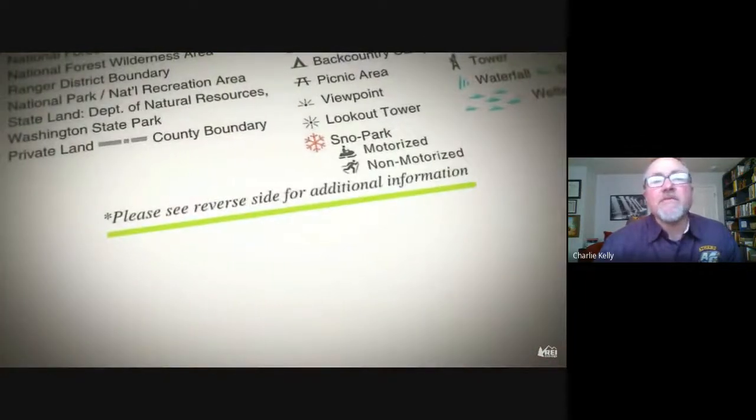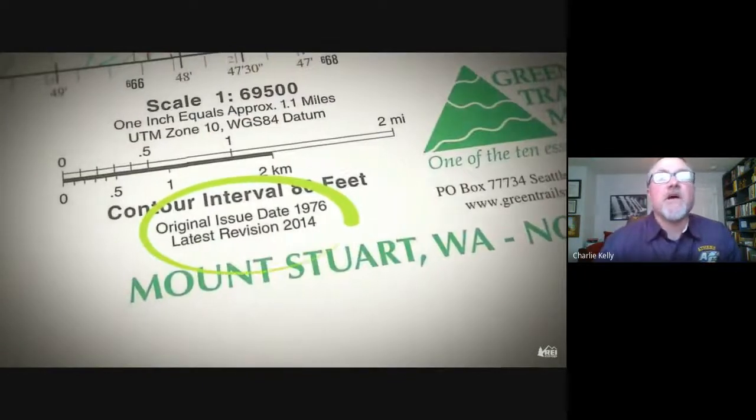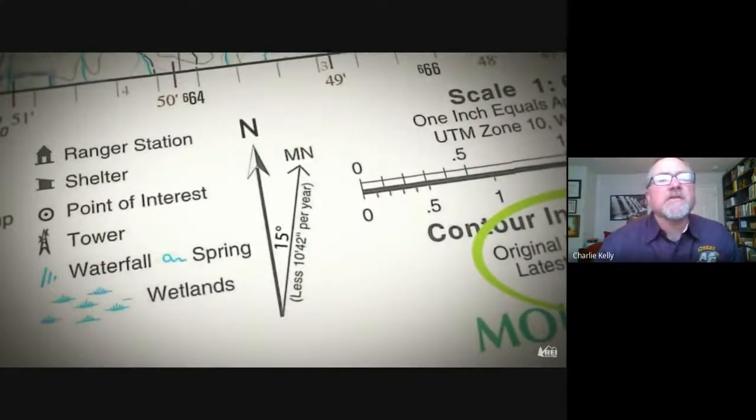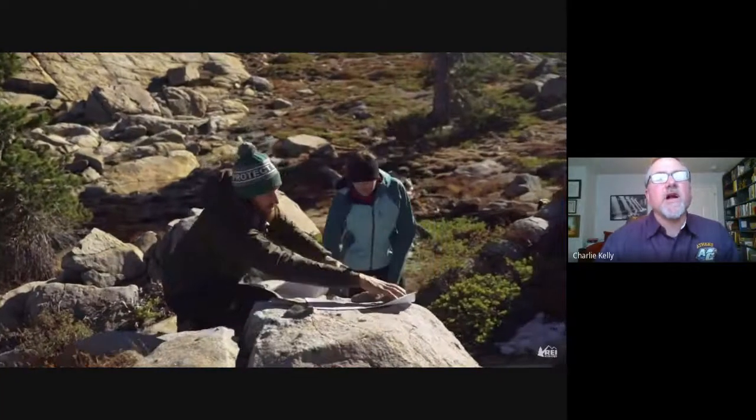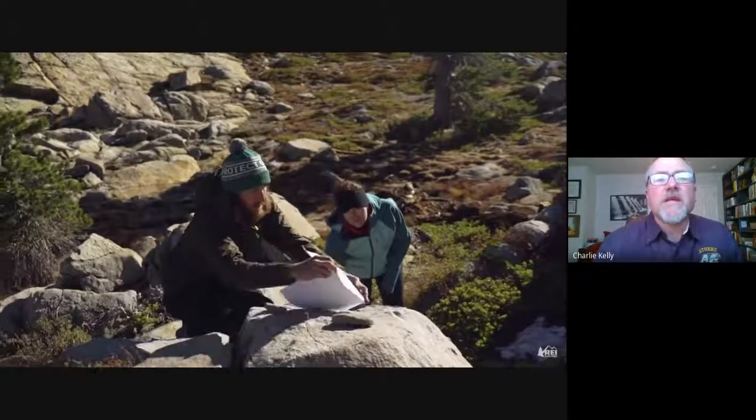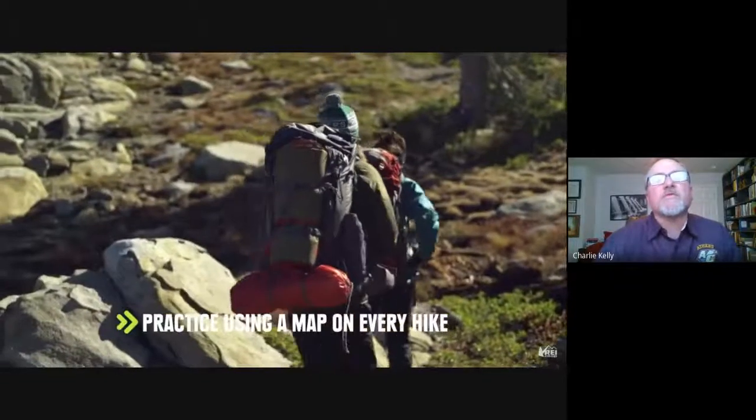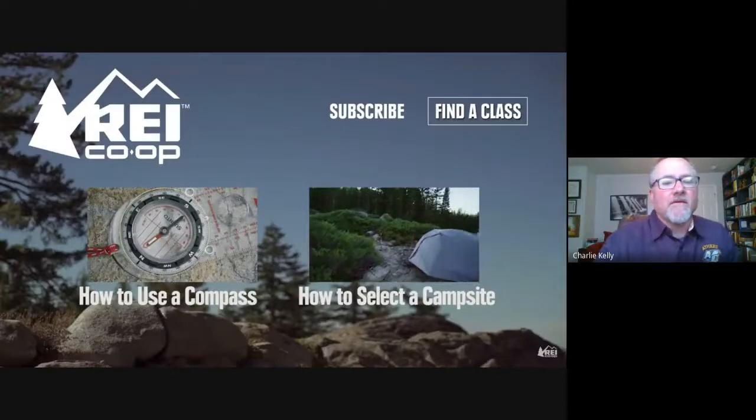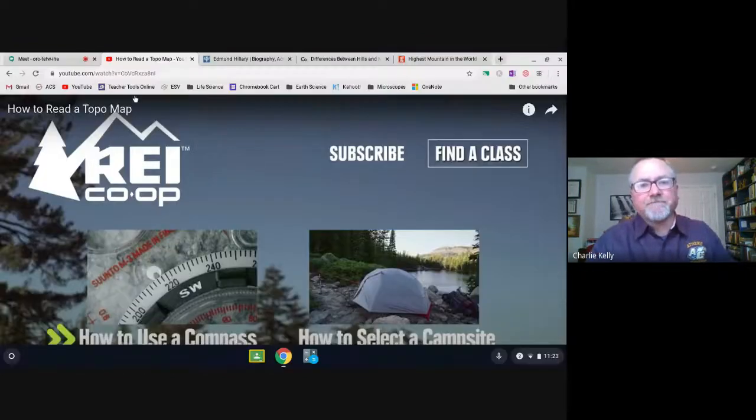Alongside the list of symbols, there are a few other important pieces of information, like details about the contour lines and the date of the map's most recent revision. This is also where you'll find the magnetic declination for the region, which we'll use to set up your compass. When you combine your understanding of contour lines, scale, and map symbols and colors, you can almost visualize your whole trip before you go. All right, well, that's relief maps and how they work.